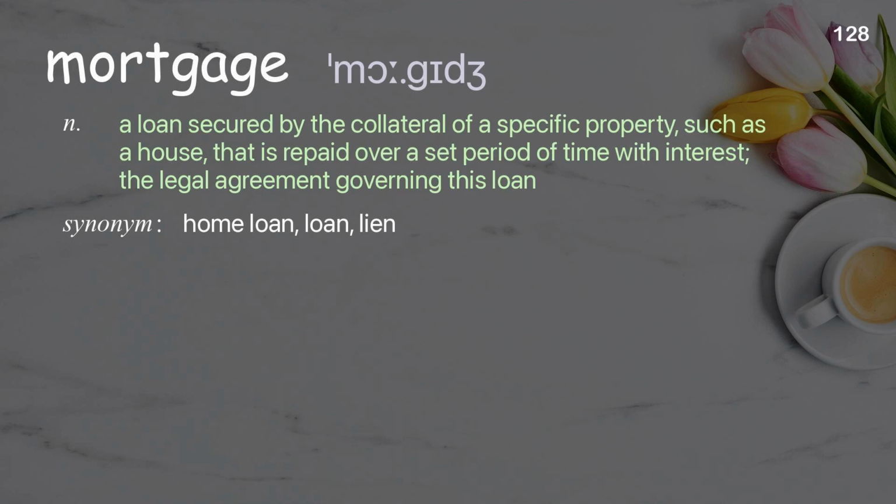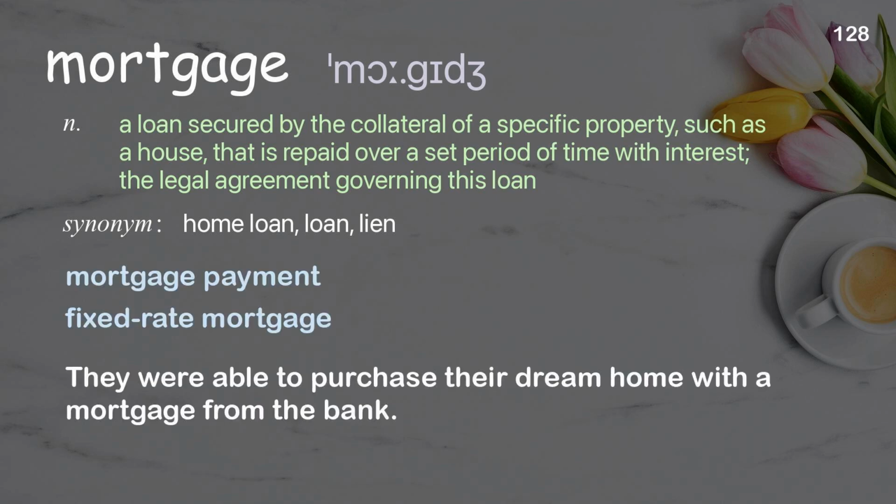Mortgage. A loan secured by the collateral of a specific property, such as a house, that is repaid over a set period of time with interest; the legal agreement governing this loan. Examples: mortgage payment, fixed-rate mortgage. They were able to purchase their dream home with a mortgage from the bank.